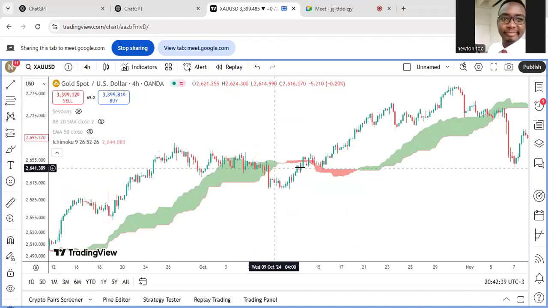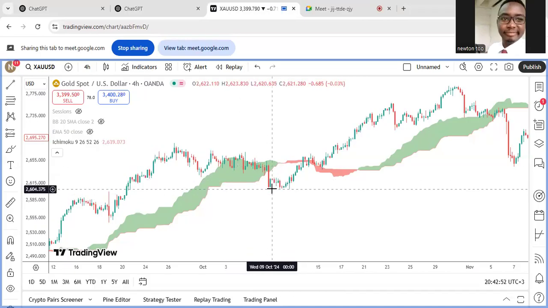So when the market breaks below the cloud here, we normally consider it a selling market. The market is going bearish when it breaks below the cloud. But will it sell when it breaks below the cloud? It's a probability game. Anything can happen. So what you do is place your stop loss, set your TP, and walk away.